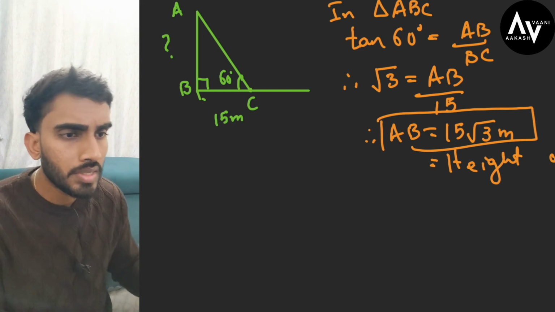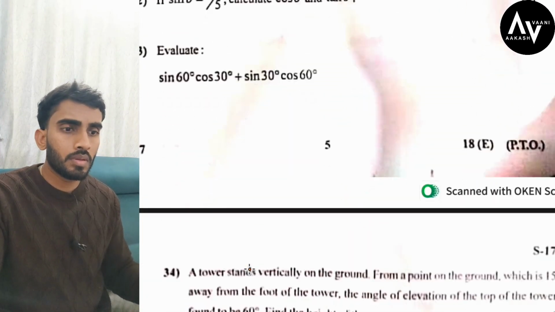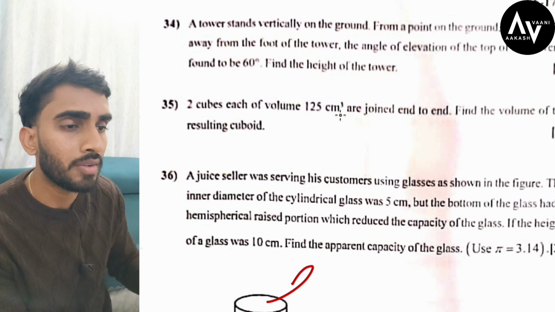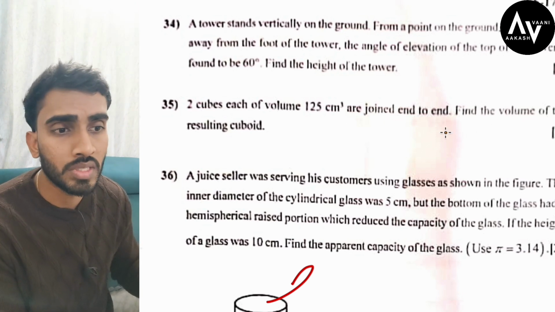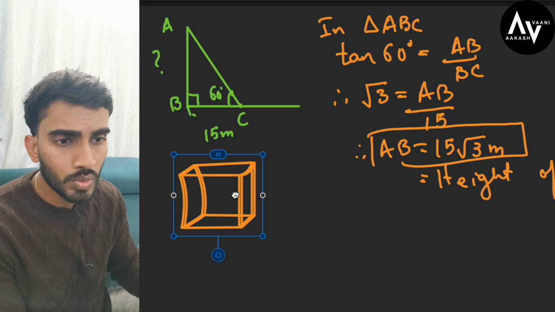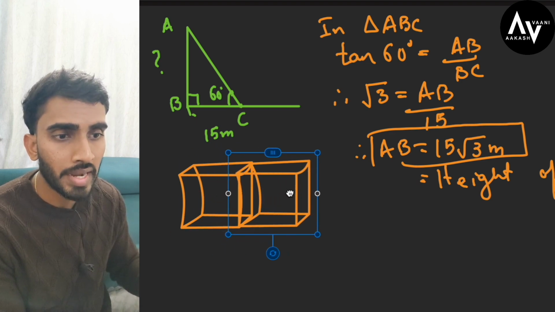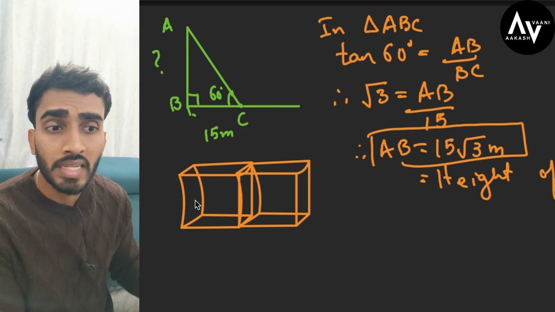The next question is about two cubes, each of volume 125 centimeter cube, joined end to end. Find the volume of the resulting cuboid. This is one cube and this is the other cube, and they are joined end to end. So when these two cubes are joined end to end, we will get a cuboid.